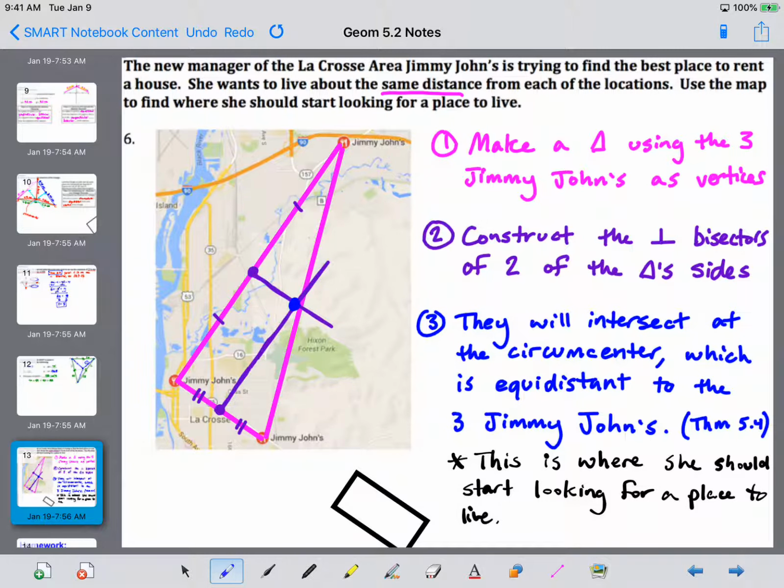So that's at the circumcenter, and it turns out that if I measure that distance to this Jimmy John's, and that distance to this Jimmy John's, and then to this one, it will be the same distance to those three. So she'd have to drive the same number of miles to get to each of her places of work. So this is where she should start looking for a place to live, somewhere in this general location right here. All right, so you can see how this is useful.